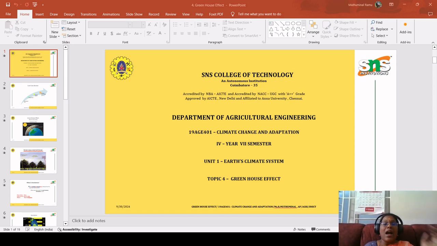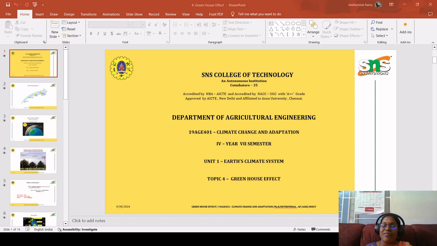Today, we'll see how much of the sun's radiation reaches Earth, because the greenhouse effect depends upon the solar radiation. So, solar radiation is nothing but the radiation that has been generated and travels through the atmosphere, such as the sun's UV radiation.